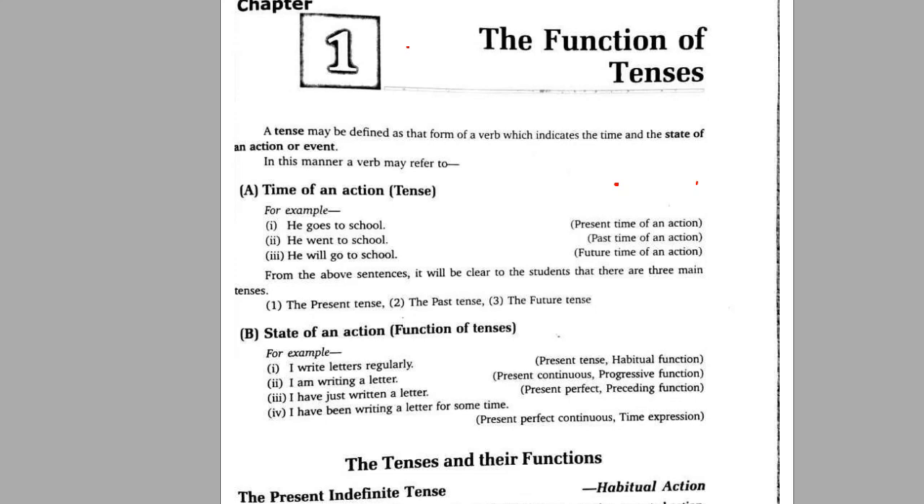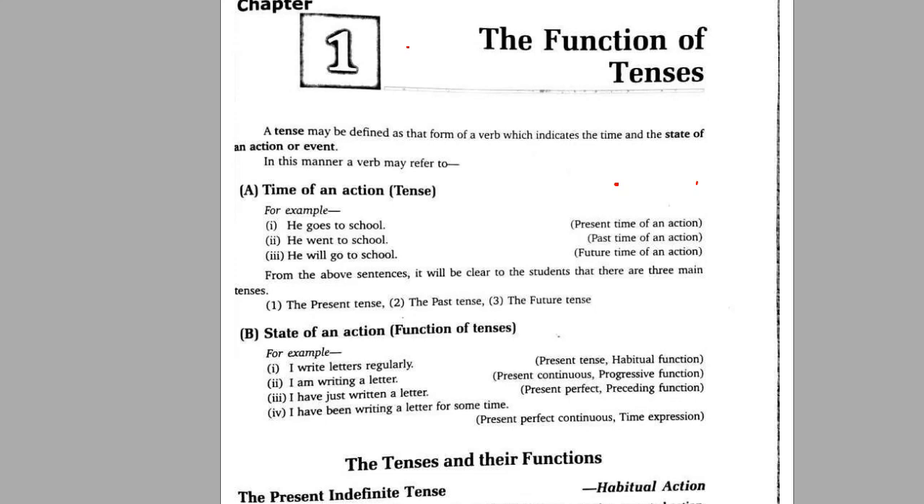So what is the time of action? We'll take some examples for this. He goes to school. It's a present time of action. He went to school. It's a past time of action. He will go to school. It's a future time of action. So these three situations will be defined by the tense. From the above sentences, it will be clear to the students that there are three main verb tenses.